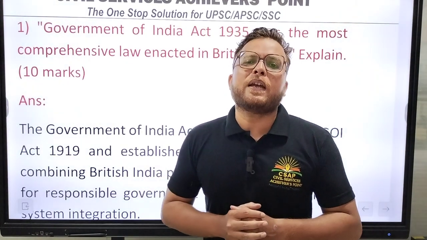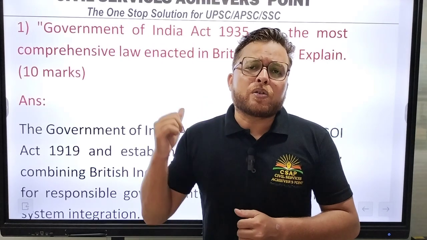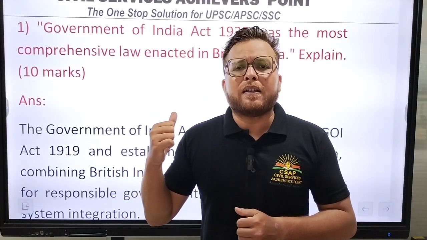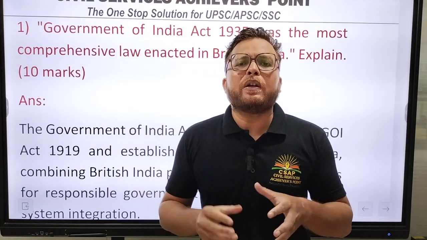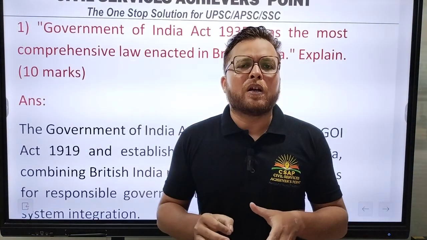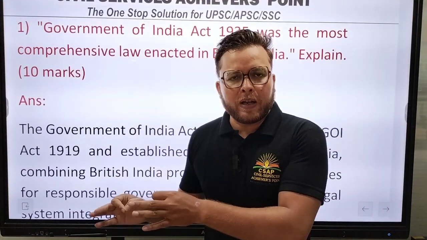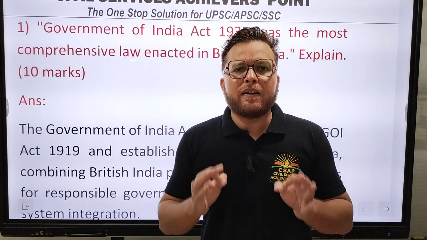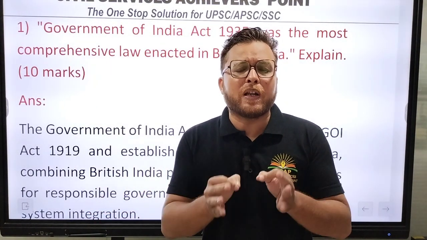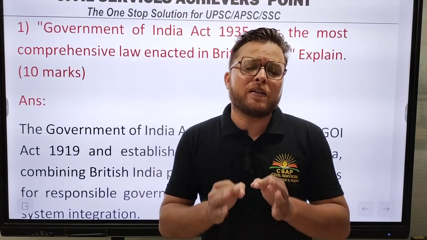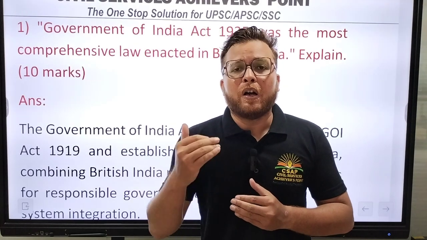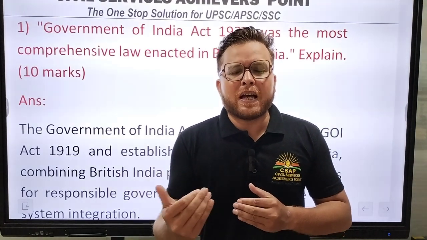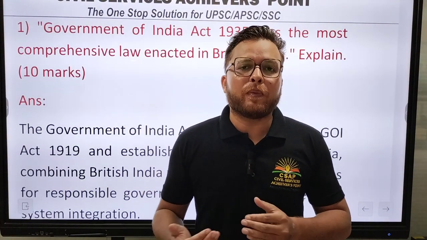The third most important thing is a decision was also taken by Government of India Act 1935 to introduce what? To introduce a federal court, under which the court was shifted from Calcutta to Delhi. And the intention of this federal court was to solve the disputes happening between the center and the provinces. The court, which eventually post India's independence came to be known as Supreme Court of India.